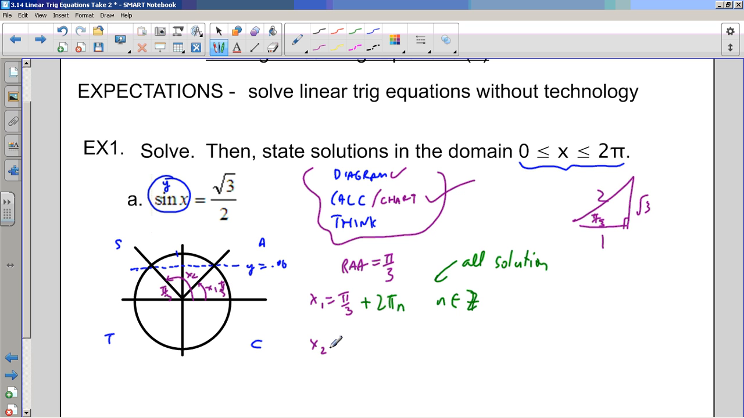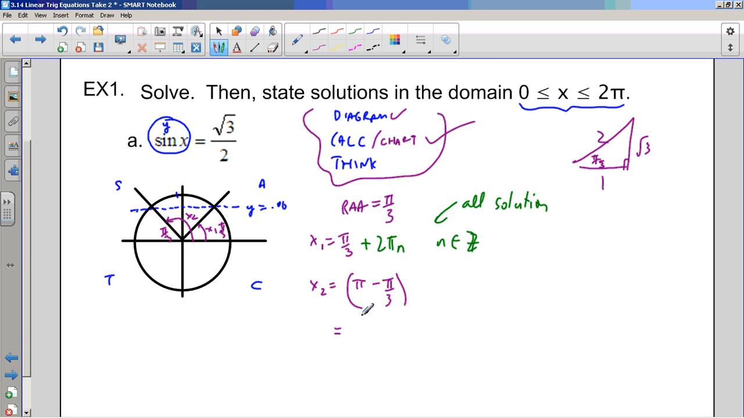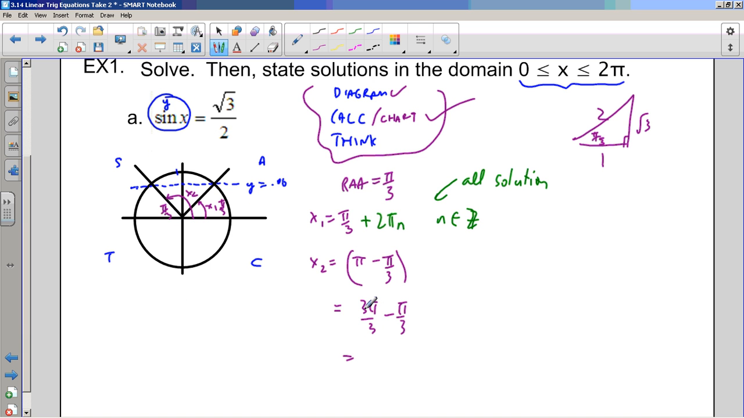So my x2 then is pi, half a turn, subtract pi over 3. And some of you can do that in your head, and that's dandy if you can do that in your head. But I'm going to get common denominator, subtract this, get this angle. It's 2 pi over 3. Yeah, I maybe should have been able to do that in my head.